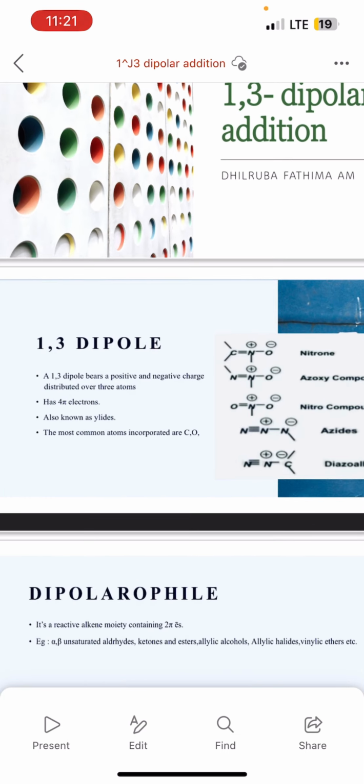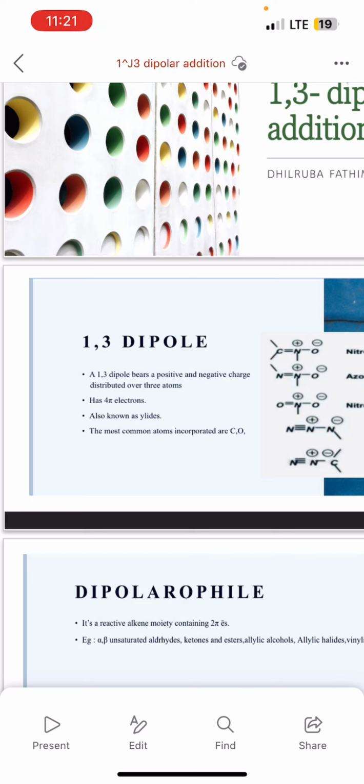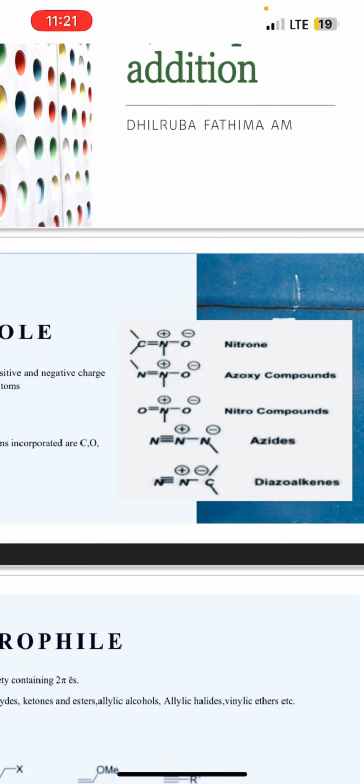A 1,3 dipole bears a positive and negative charge distributed over 3 atoms and has 4 pi electrons. Just look at this one. In this example, take nitrone as an example. In this nitrone, a positive charge is present on the nitrogen atom and a negative charge on the oxygen atom.